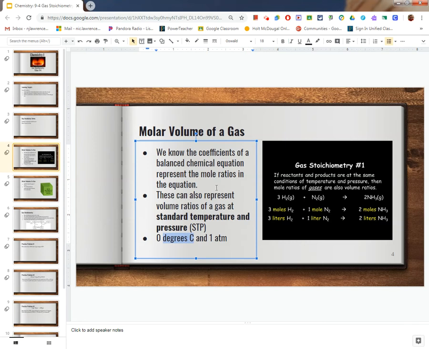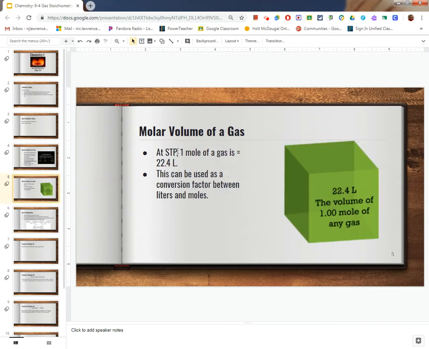And I showed you on the last video where you use the ratio of 1 mole of any gas equals 22.4 liters. So again, this is a conversion factor you can use at any time, and we'll see that again in a second. So again, at STP, 1 mole of gas equals 22.4 liters. This is my new conversion factor, and it can easily help us do chemical reactions. Instead of dealing in moles, we can now deal in liters of gases at STP.